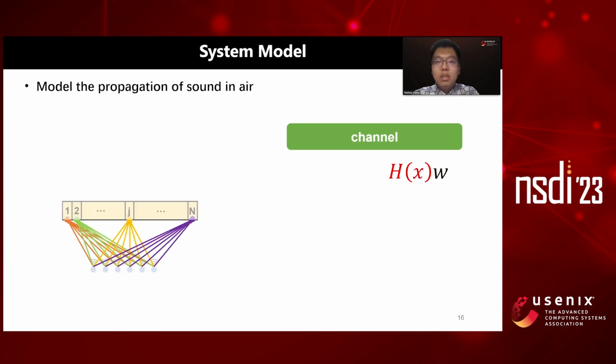The second part is the propagation of sound from the speaker array to the metasurface. We use H to denote the channels between the speaker and the metasurface. Each signal at the metasurface side is a product of the channel matrix H and the speaker signal W. The third part is the impact of the metasurface. As we mentioned before, the metasurface brings different phase shifts at different cells, with G denoting this part of the impact.